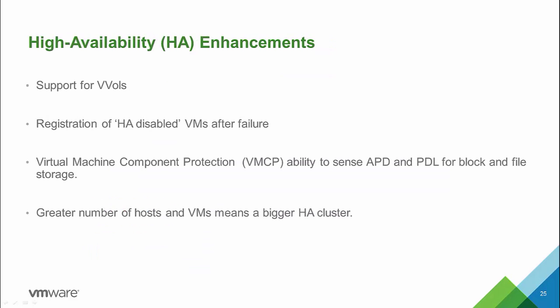HA in vSphere 6 also saw a few significant improvements. The first one is a little bit of a given, but it bears mentioning that machines that use vVols are fully covered by HA. There is also a new feature that allows you to register VMs that are not covered by HA onto another host after a failure. Basically what this means is that when you have HA disabled on a specific VM, this feature will make sure that the VM gets registered on another host after a failure. This will allow you to easily power on that VM when needed without having to manually re-register it yourself.